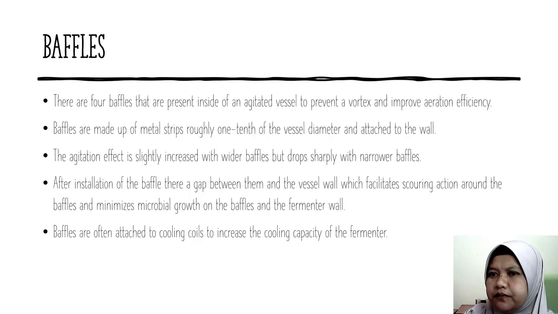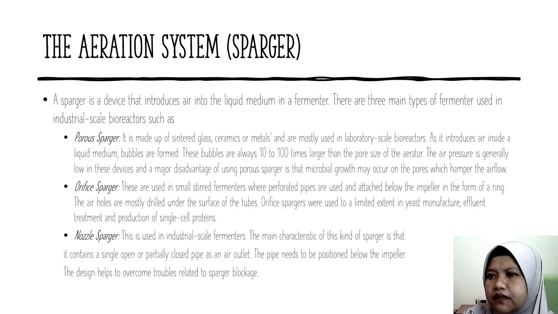Baffles. There are four baffles present inside an agitated vessel to prevent the vortex and improve aeration efficiency. Baffles are made up of metal strips roughly 1/10 of the vessel diameter and attached to the wall. The agitation effect is slightly increased with wider baffles but dropped sharply with narrower baffles. After installation of the baffles, there is a gap between them and the vessel wall which facilitates aeration around the baffles and minimizes microbial growth on the baffles and the fermenter wall. Baffles are often attached to cooling coils to increase the cooling capacity of the fermenter.